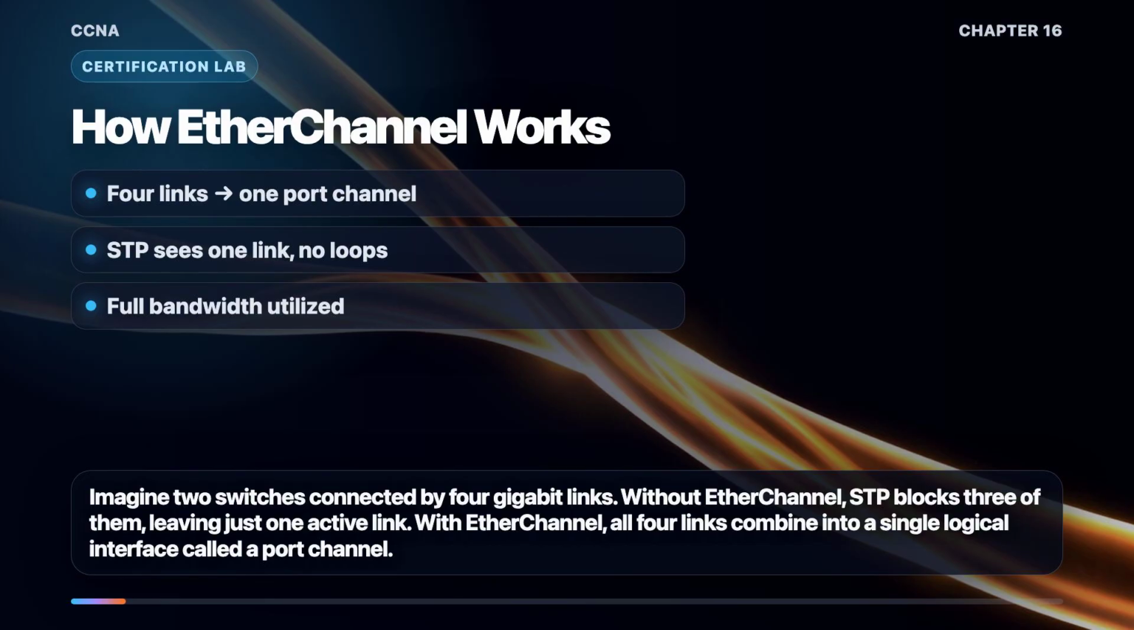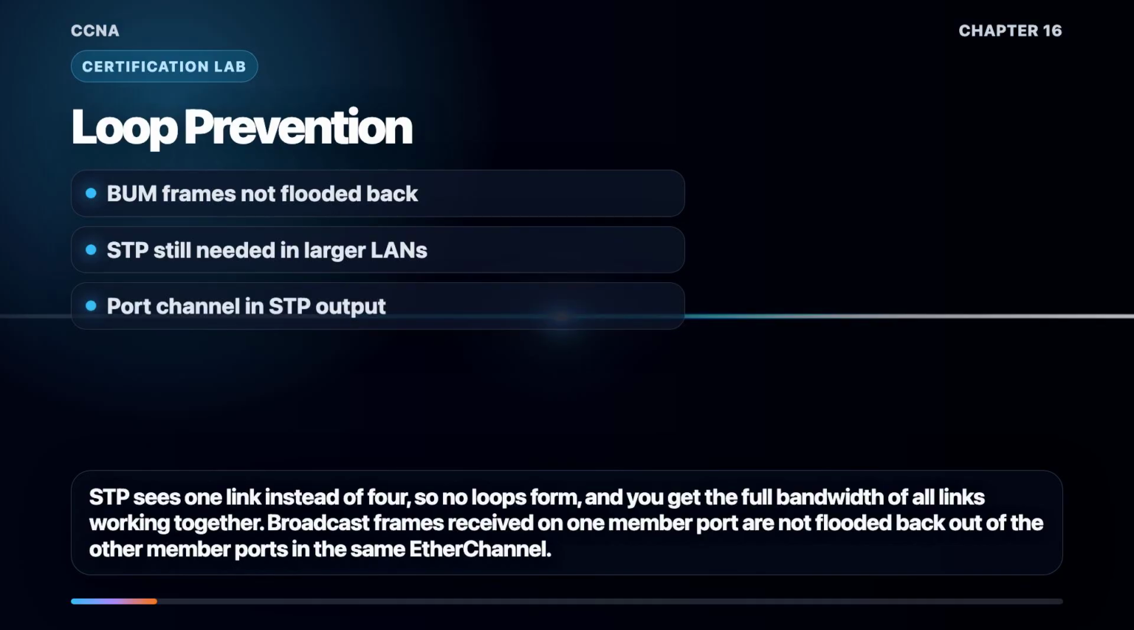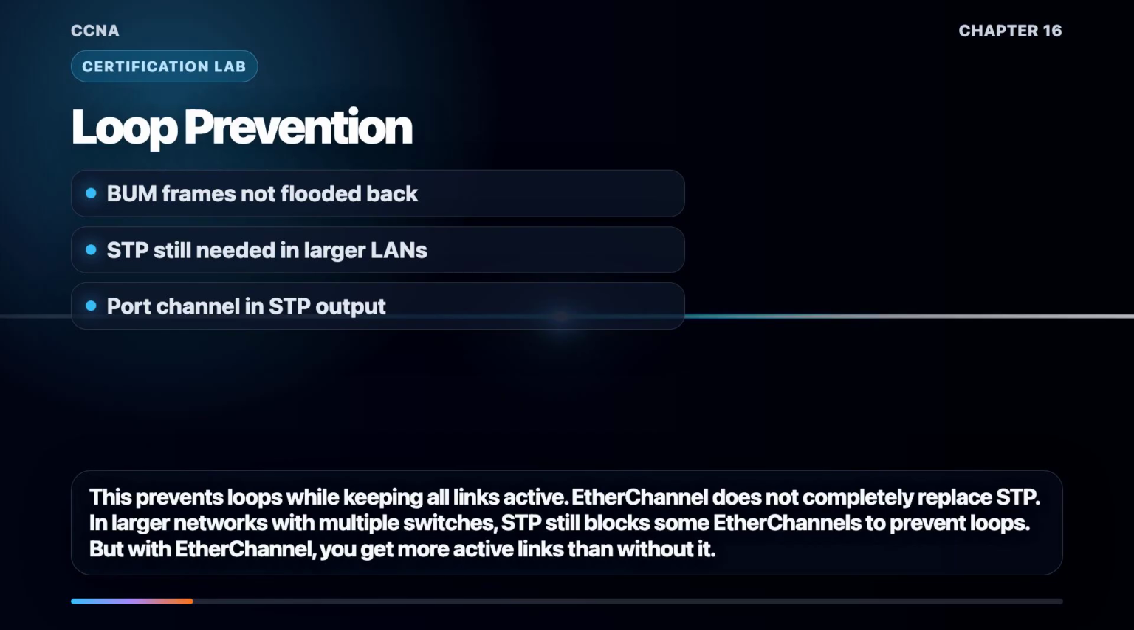Without EtherChannel, STP blocks 3 of them, leaving just one active link. With EtherChannel, all 4 links combine into a single logical interface called a port channel. STP sees one link instead of 4, so no loops form, and you get the full bandwidth of all links working together. Broadcast frames received on one member port are not flooded back out of the other member ports in the same EtherChannel. This prevents loops while keeping all links active.